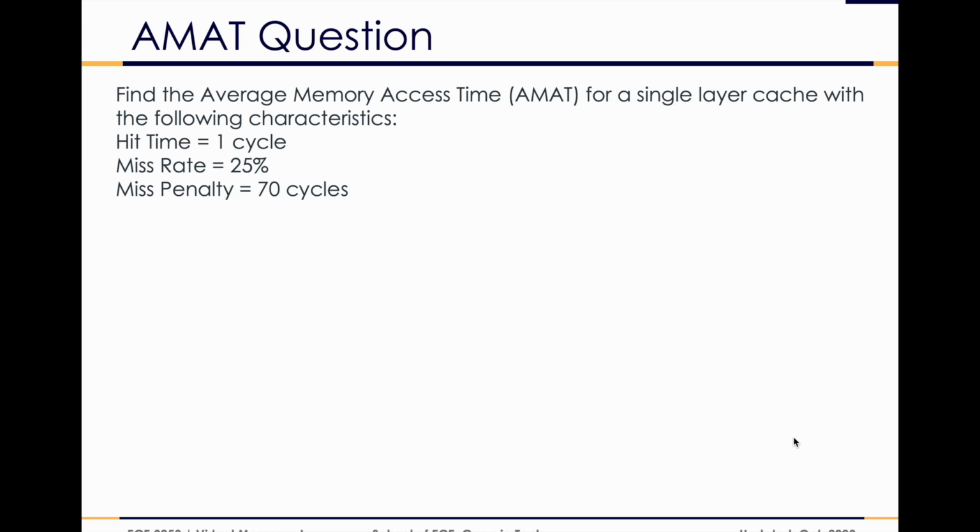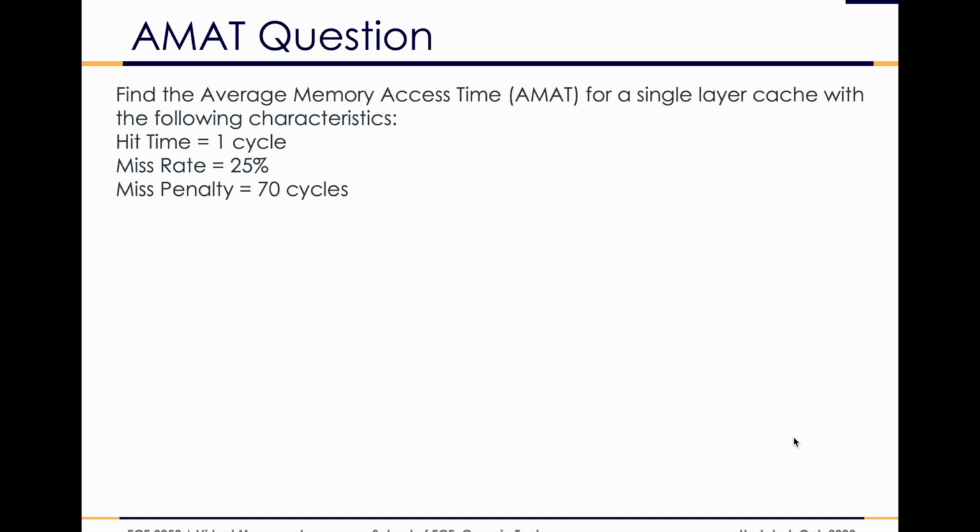Okay, so now for our last question, just a simple AMAT question for caching. Find the average memory access time for a single layer cache with the following characteristics: a hit time of 1 cycle, a miss rate of 25%, and a miss penalty of 70 cycles. Okay, I'm assuming you've done this problem real quickly.